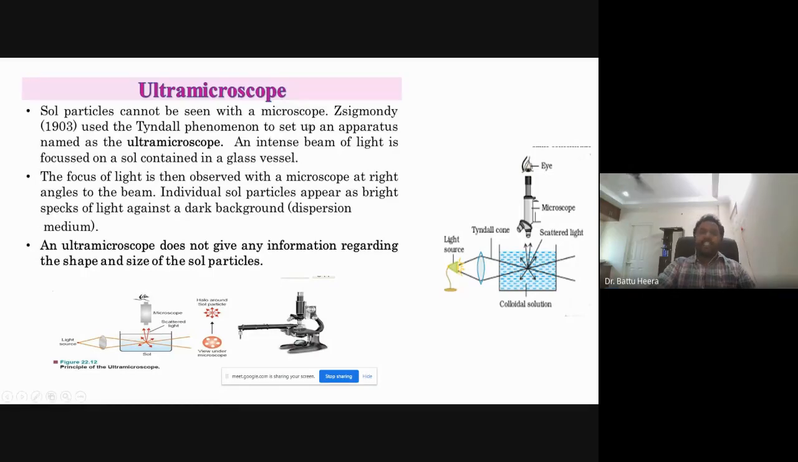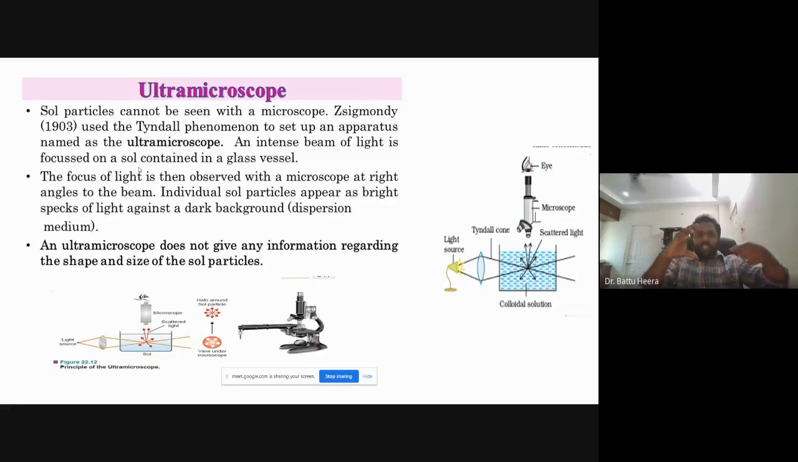The particles cannot be seen in a microscope, but Zsigmondy in 1903 used the Tyndall phenomena to set up an apparatus named the ultra microscope. An intense beam of light is focused on the solution contained in a glass well. The focus of the light is then observed with a microscope.